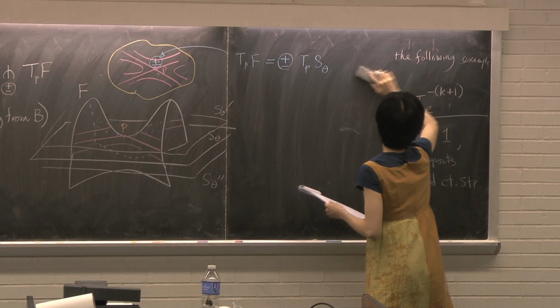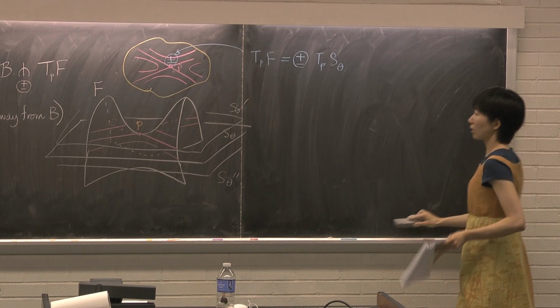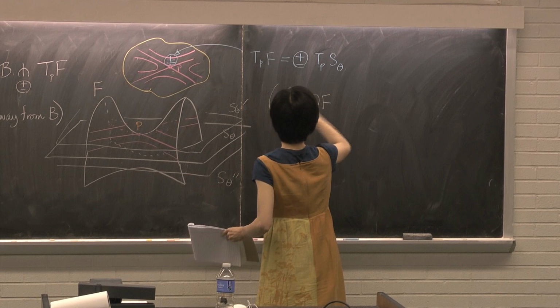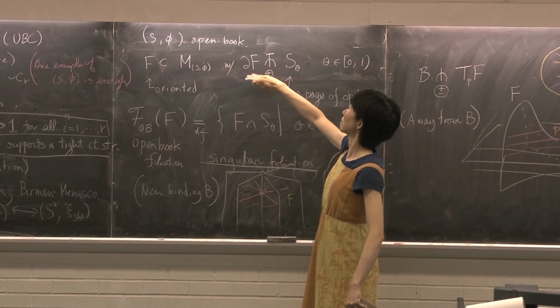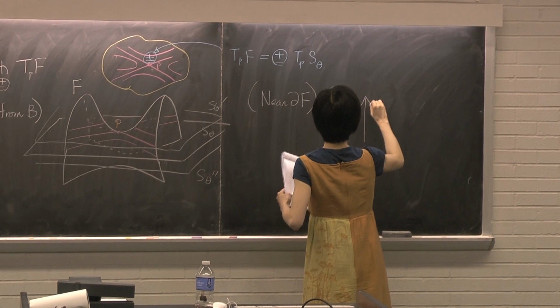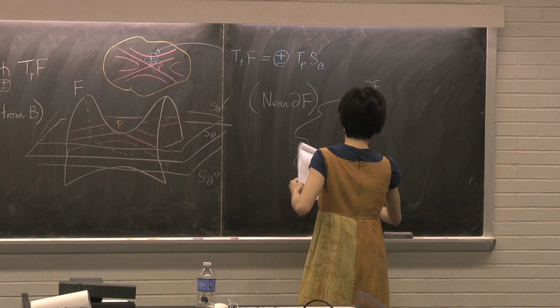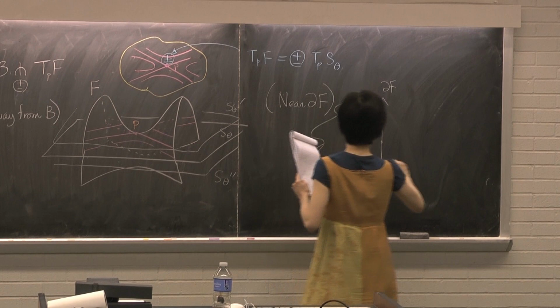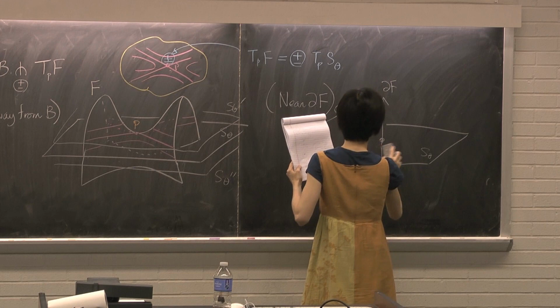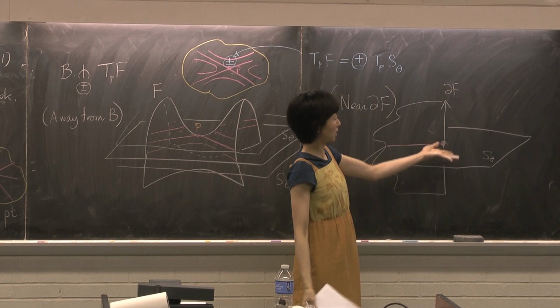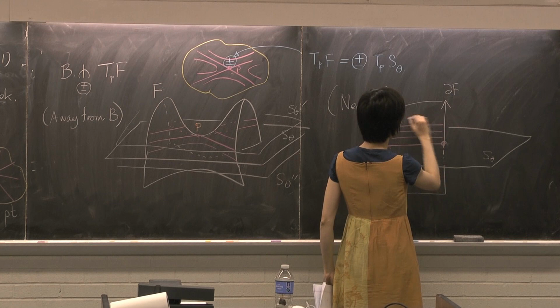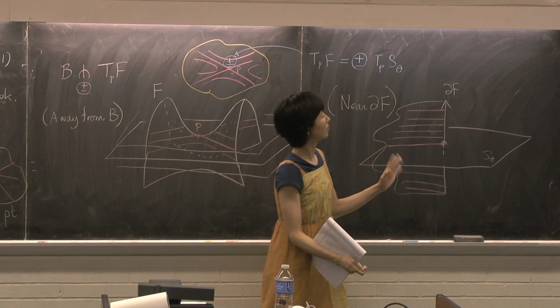And also, near the boundary of the surface, page S theta, and the intersection is, so if you swipe this page up and down, we have parallel arcs coming out of the boundary. So there is no singularity near the boundary.